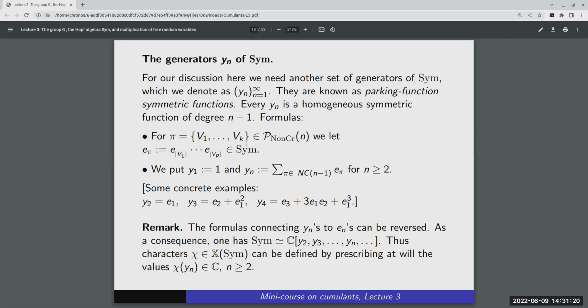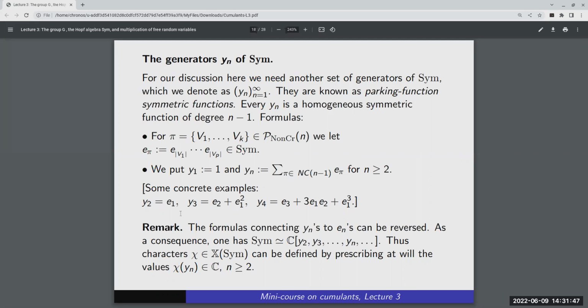Okay, so y1 is 1. Actually, every yn is homogeneous of degree n-1. So y1 in particular is homogeneous of degree 0, so it is 1. Okay, and then let's look a bit further. So y2 is e1, y3 is e2 plus e1 square, y4 equals e3 plus 3 e1 e2 plus e1 cube.